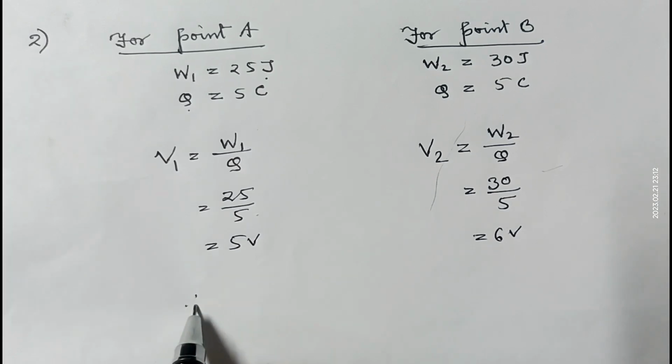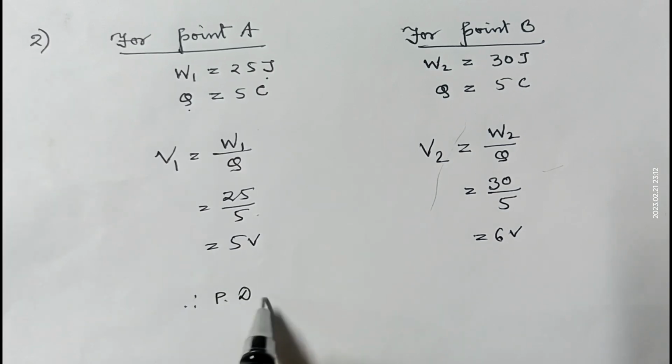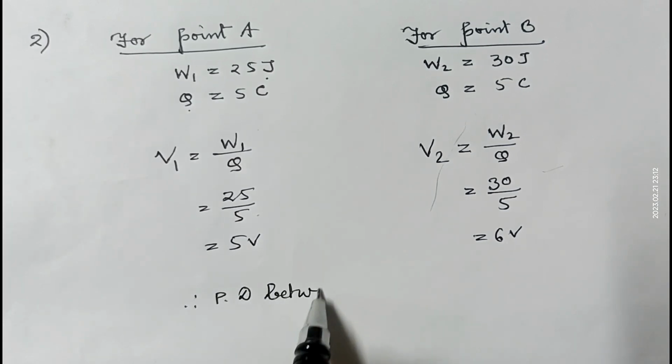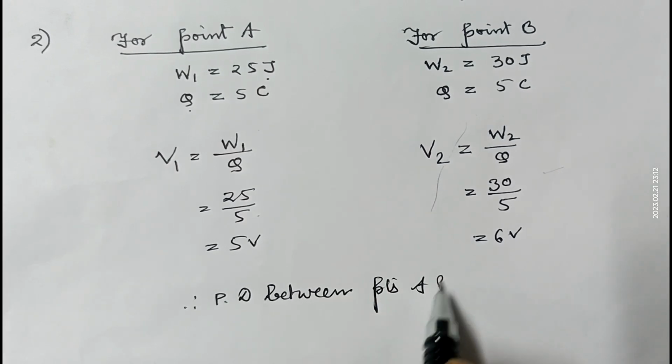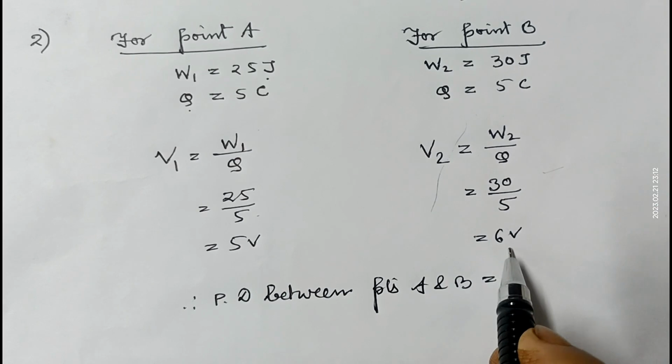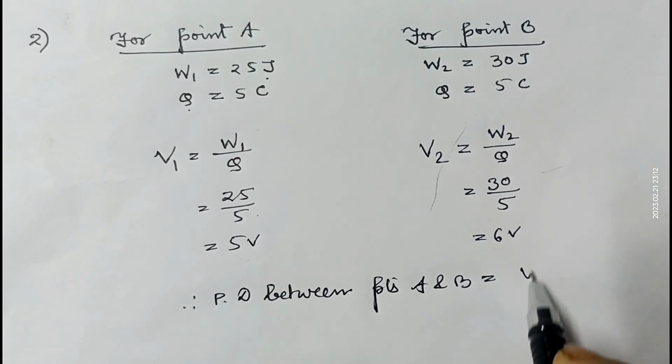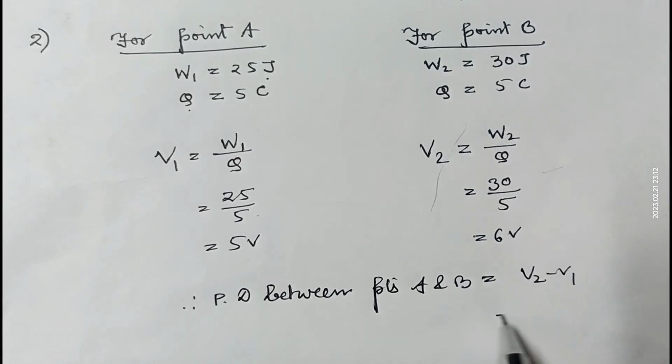Therefore the potential difference between points A and B will be 6 volt minus 5 volt, or we can write V2 minus V1, which will be 6 minus 5, that is 1 volt. Therefore 1 volt is the required answer.